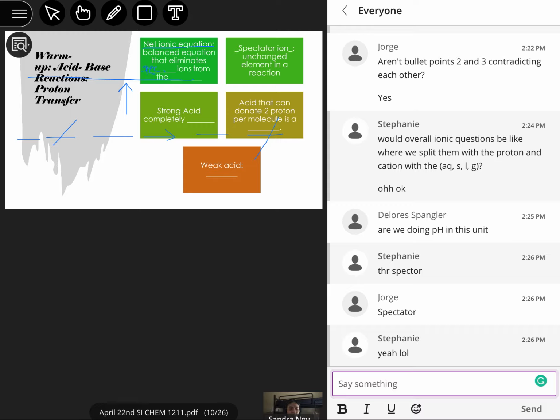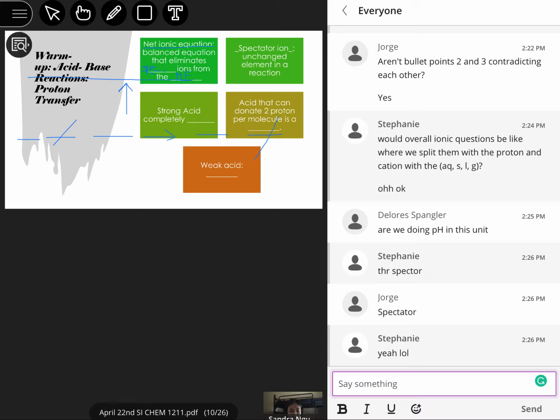This is probably the hardest unit in my opinion. So if you're confused, please let me know. Ask a question. I don't mind. Jorge had a question, like Stephanie and Dolores. So if you have any questions, don't hesitate to ask me. So yeah, we have the molecular equation or overall ionic equation.